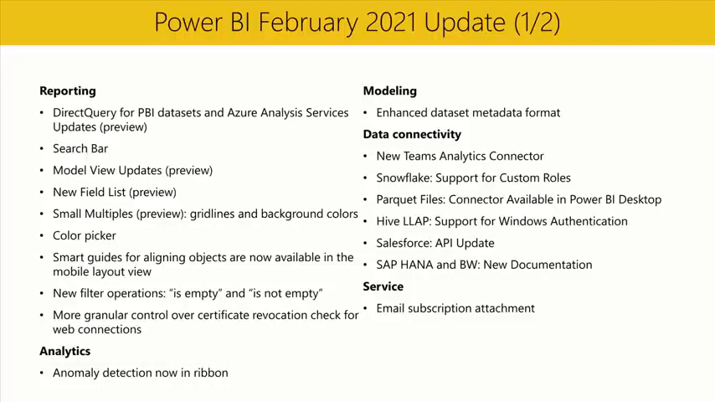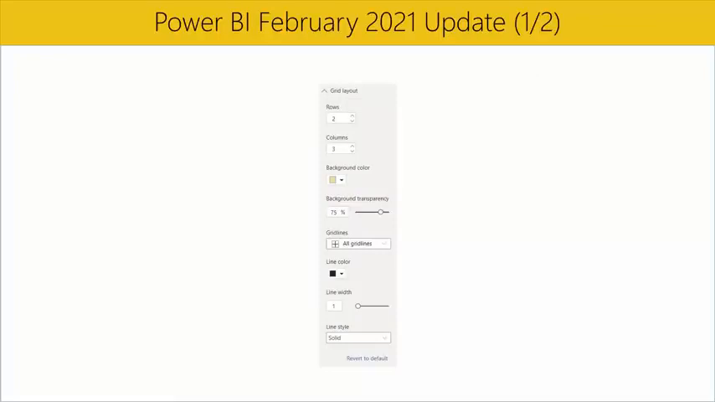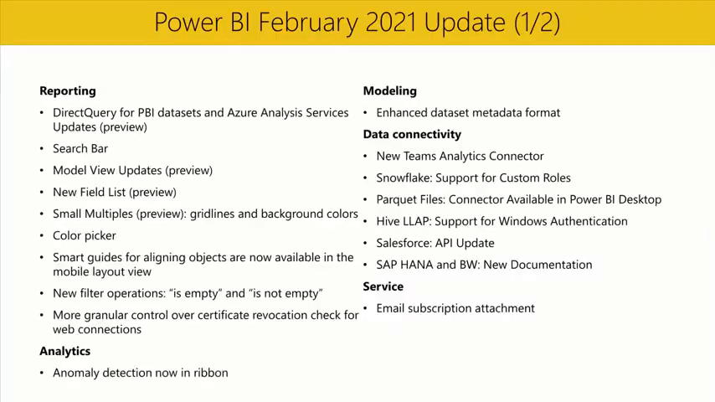Continuing our work on the Small Multiples preview feature, we've added Gridline and background color controls to the Grid Layout formatting card. These controls provide you with new options to clearly separate your small multiples plot areas. Now you can set background color and transparency, add an assortment of different gridline patterns, and style those grid lines as you see fit. And we thank you for your feedback so far. Please continue sending us your thoughts on this feature as we continue working on the preview.